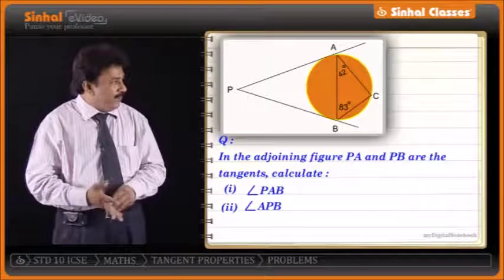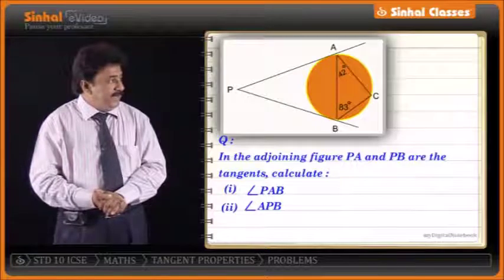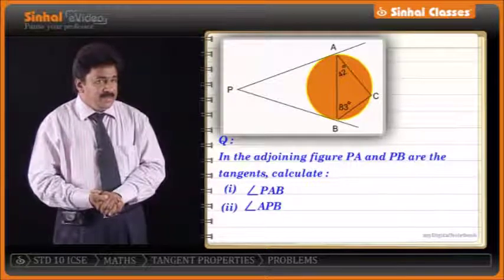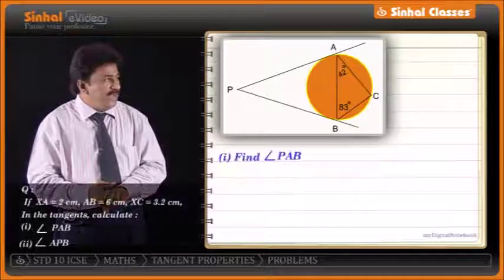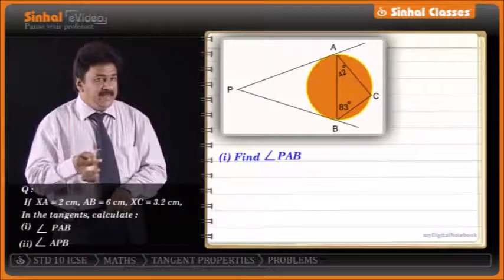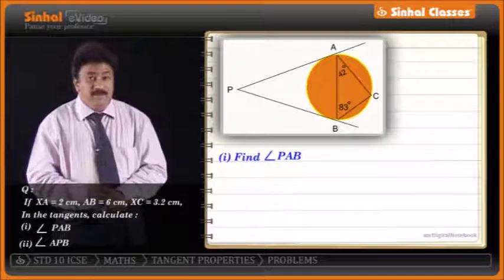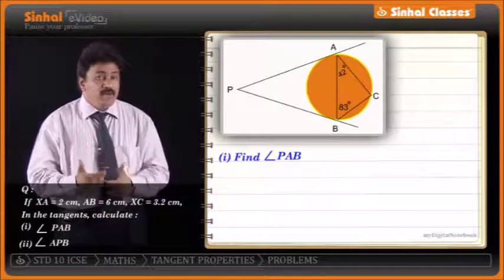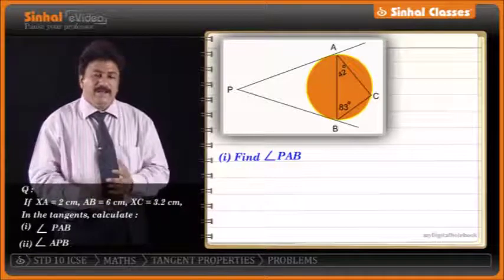What do you find now? You have to find the measurement of angle PAB. Now you can see this angle where it is. I can find this angle PAB very easily if I know the measurement of angle ACB. Angle ACB is equal to angle PAB by which theorem? Alternate segment theorem. So it becomes very important for me to find the measurement of angle ACB.